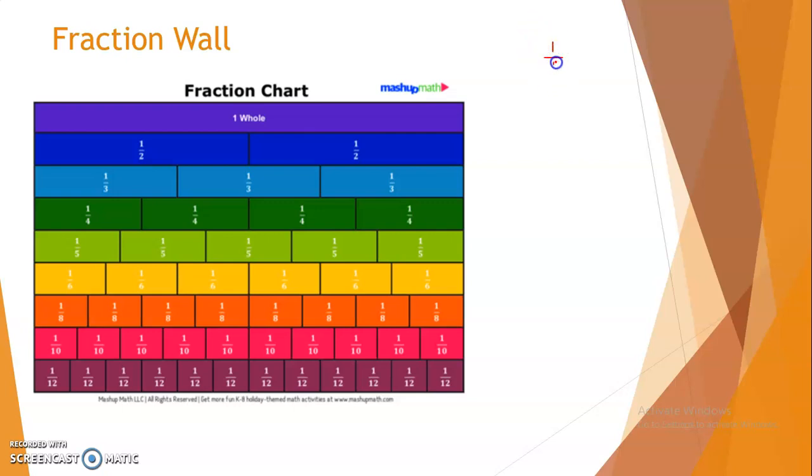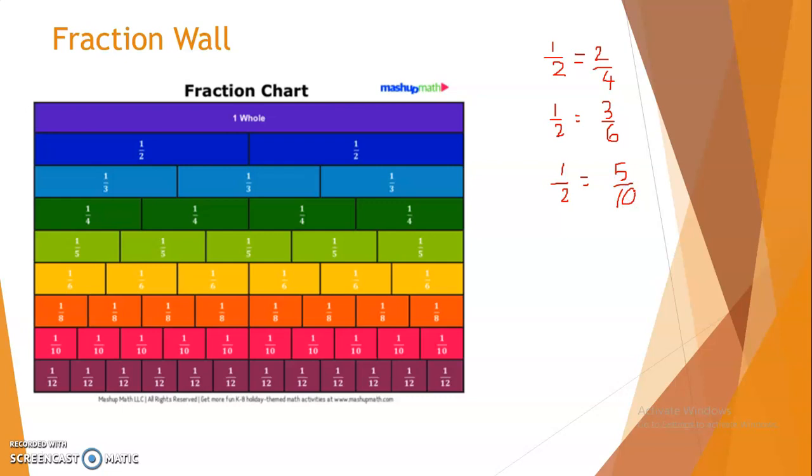So 1 by 2, 2 by 4, we said are equivalent fractions. All the fractions that fall on this straight line are equivalent fractions. You can see 1 by 2 is equal to 3 by 6. Similarly, 1 by 2 is equal to 5 by 10.